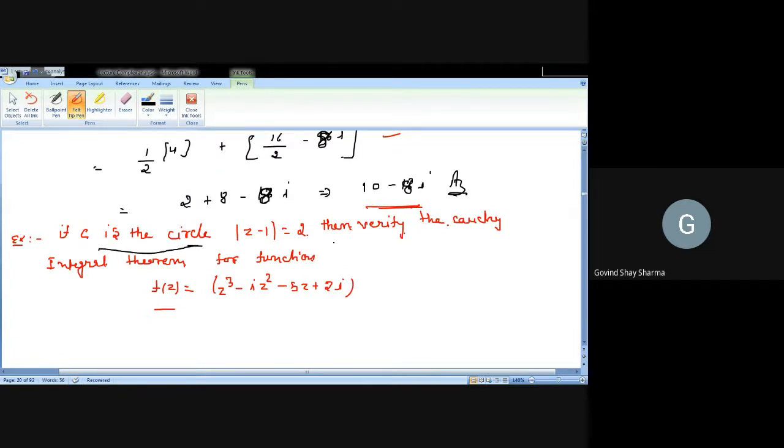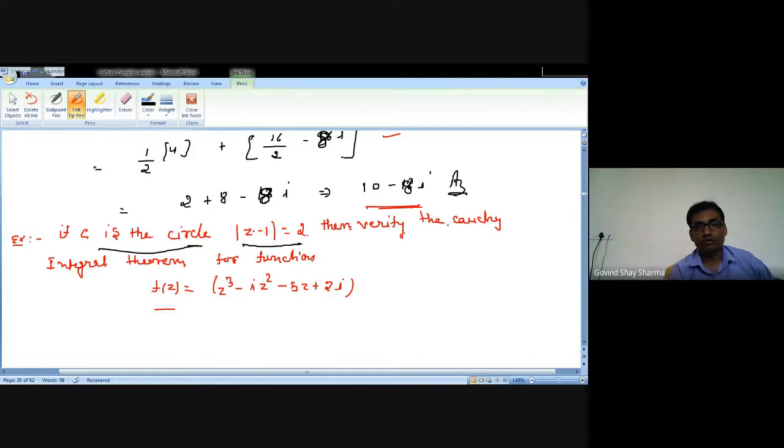The equation of the circle is given, but its center is not 0, 0. The center is 1, 0. I will explain to you how we can say that the center of the circle is 1, 0. Then we have to verify the Cauchy integration theorem.